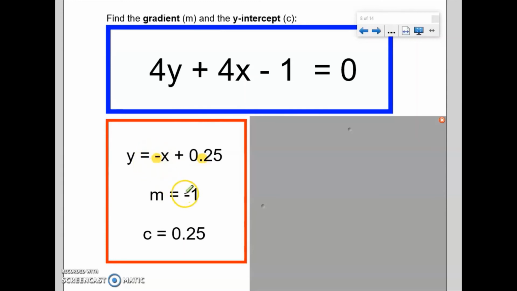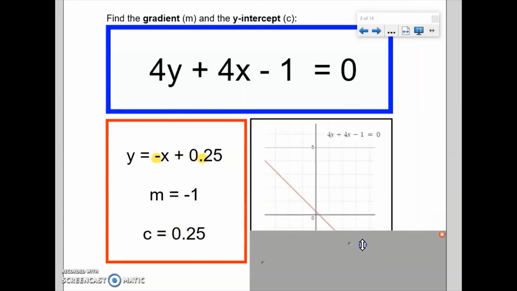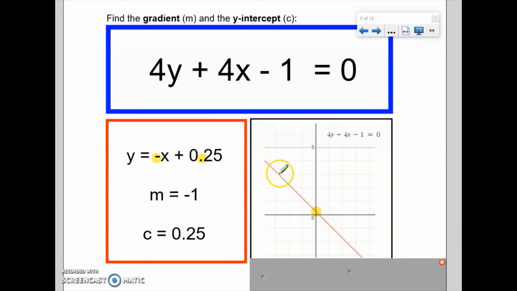So my gradient is -1. Remember, in algebra, when there's nothing in front of the letter, we assume it's a 1. And my y-intercept is 1/4, 0.25. If I wanted to relate that to the graph, it would look like this. My y-intercept is here at 0.25. I'm dealing with a negative gradient, so my line's coming downhill.